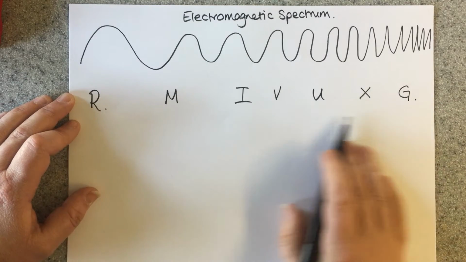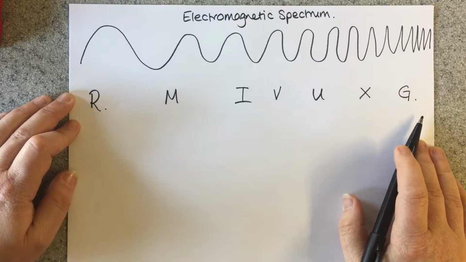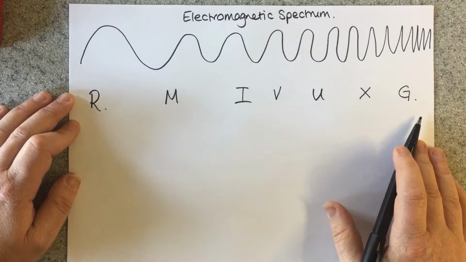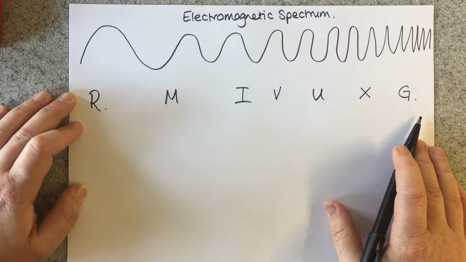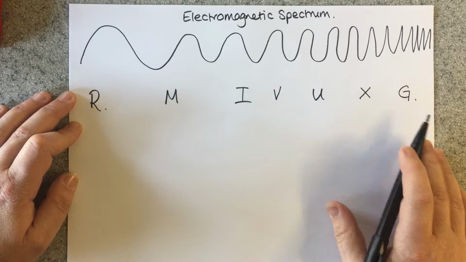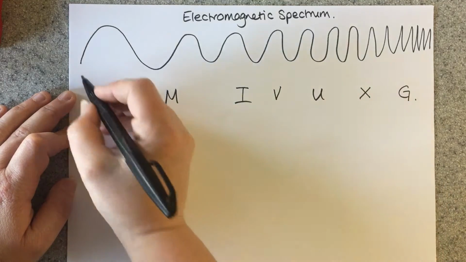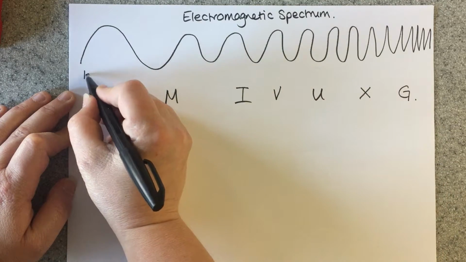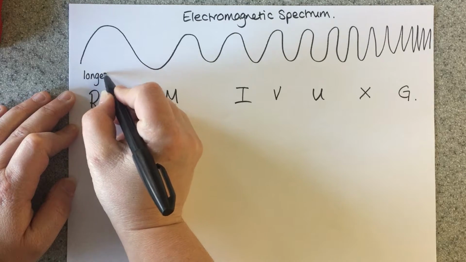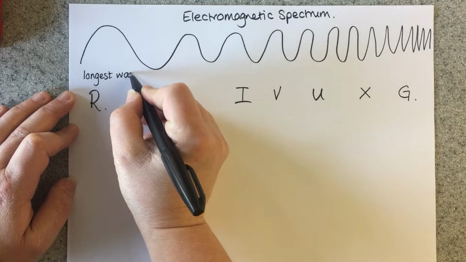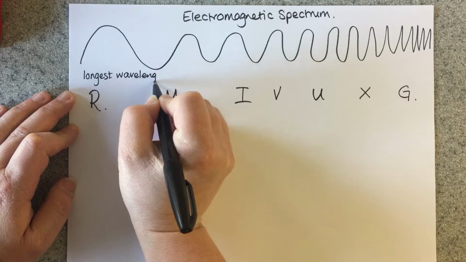So you can make up any kind of mnemonic to remember these, or there are some really good singing videos online on YouTube which you can also use to help you remember them. You do need to know the order. You need to know which ones have the longest wavelength. So the longest wavelength is the radio waves.